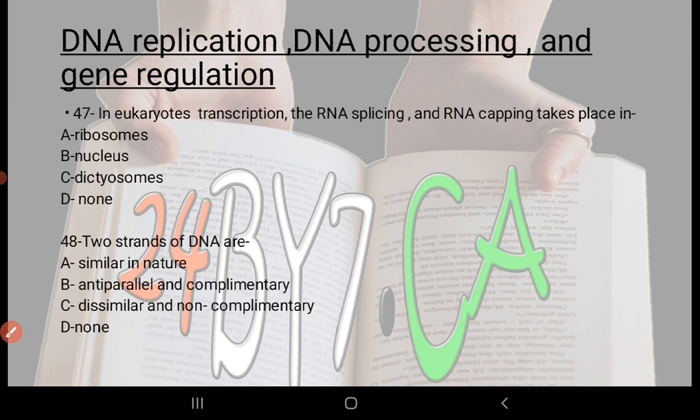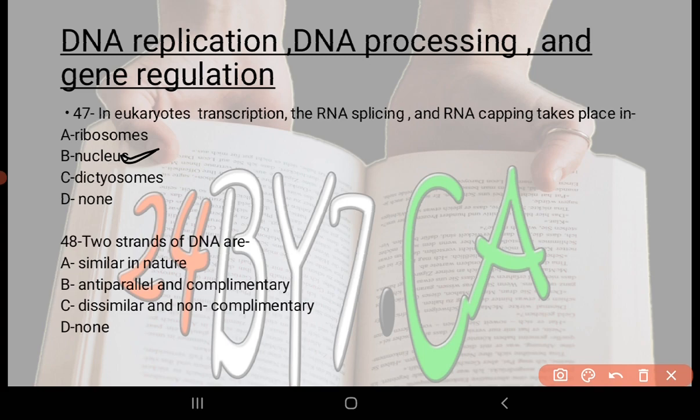Next question. In eukaryotes transcription, the RNA splicing and RNA capping takes place in A. ribosomes, B. nucleus, C. dictyosomes, or D. none? So the right answer is option B, nucleus. In eukaryote transcription, the RNA splicing and RNA capping takes place in nucleus.